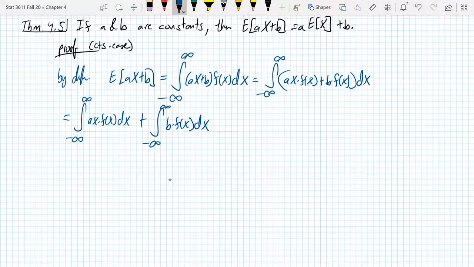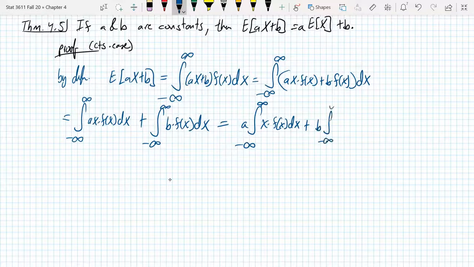And let's see, what else can we do here? Remember, a and b are constants, right? So we can factor out the a on the first integral. That leaves us with a times the integral of x times f of x dx. We can also factor out a b here: b times the integral from minus infinity to infinity of f of x dx.